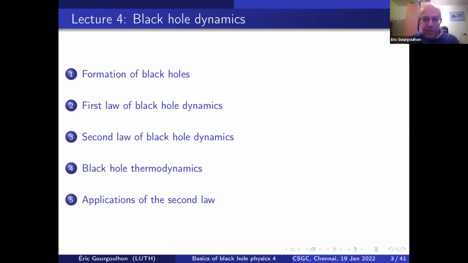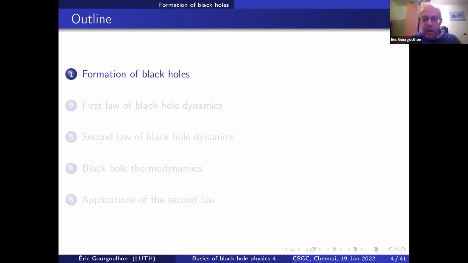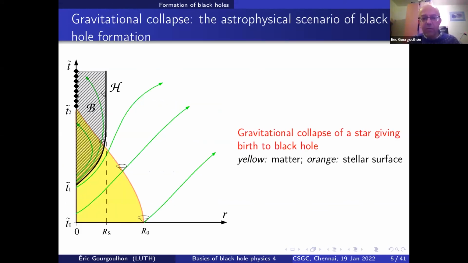Okay, so let's start with this first part about formation of black holes. The standard astrophysical scenario for forming a black hole is gravitational collapse of a massive star for stellar mass black holes, or of a large cloud of gas in the primordial universe, for instance, for forming supermassive black holes. This is a spacetime diagram of such a collapse. The diagram is plotted in terms of ingoing Eddington-Finkelstein coordinates, which we introduced when we discussed the Schwarzschild metric the other day.